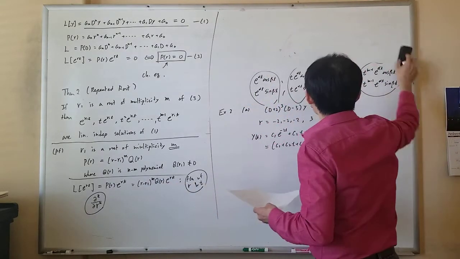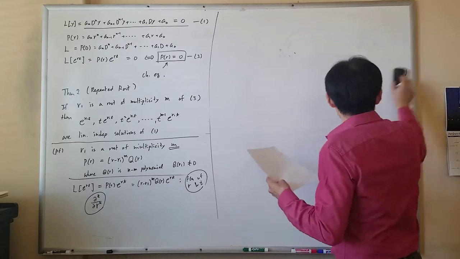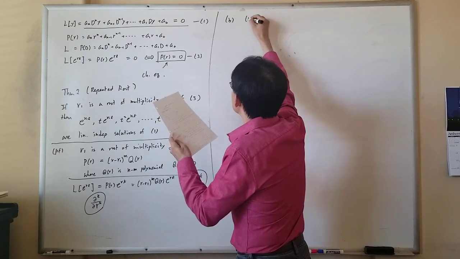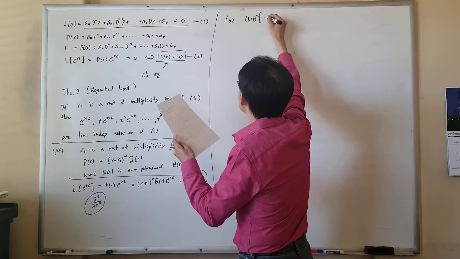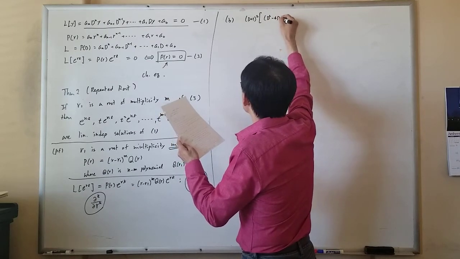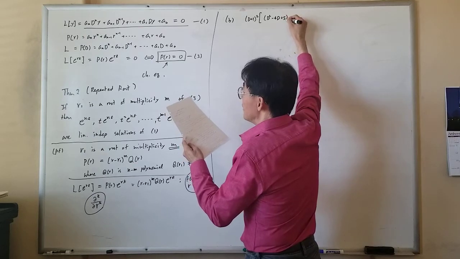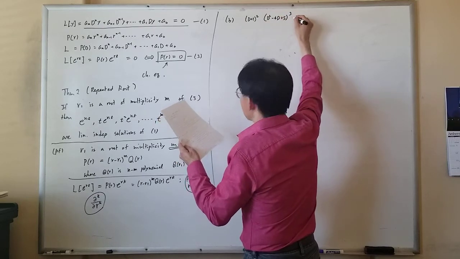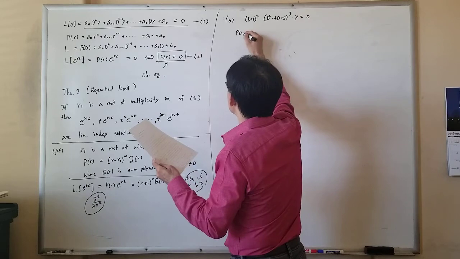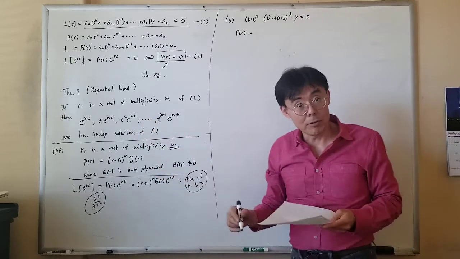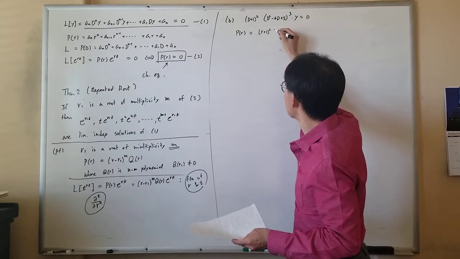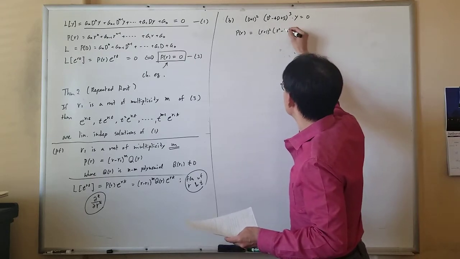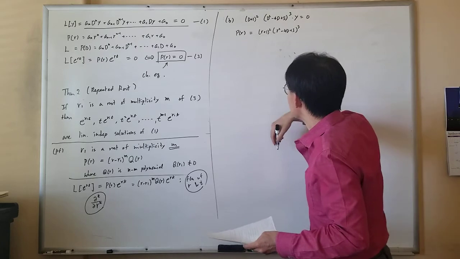What about B? Your B is D plus 1 squared and D squared minus 4D plus 5, to the third power. This one to the third power. So your characteristic polynomial will be r plus 1 squared times r squared minus 4r plus 5 to the third.